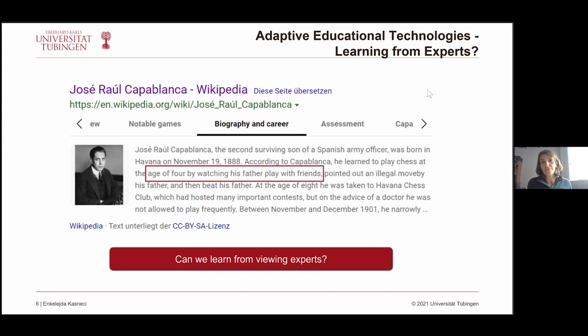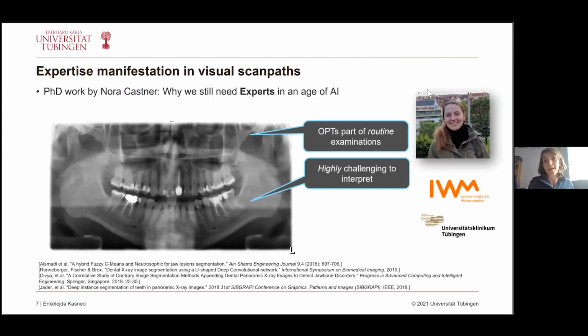So the question that we've been asking during the last 3 years in our research is, can we learn from viewing experts? Can we build domain knowledge, and can we learn to do image-related tasks better than experts or like experts do? Expertise manifestation in the visual scan path has been one question that has driven us. And today I will talk a bit about the PhD work conducted by my student Nora Kasna in collaboration with the Leibniz Institute for Business Media and the university clinics.